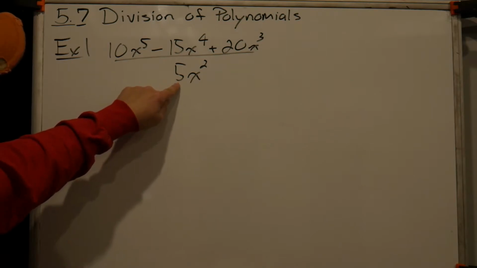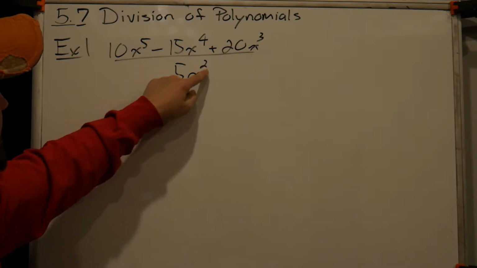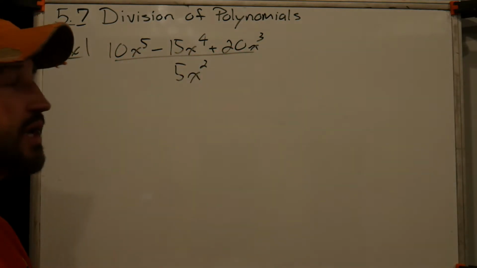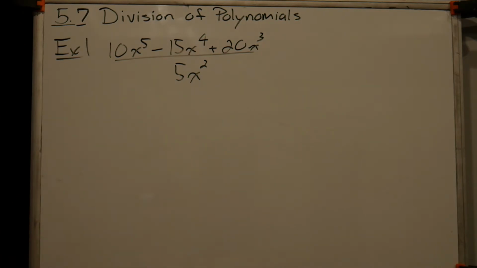Actually, you can take this 5 and see which ones it goes into. Get rid of that. You can take the x squared, see which ones it goes into. Now, if it doesn't divide evenly, you're left with a fraction, but you can keep whatever divides evenly off by itself.